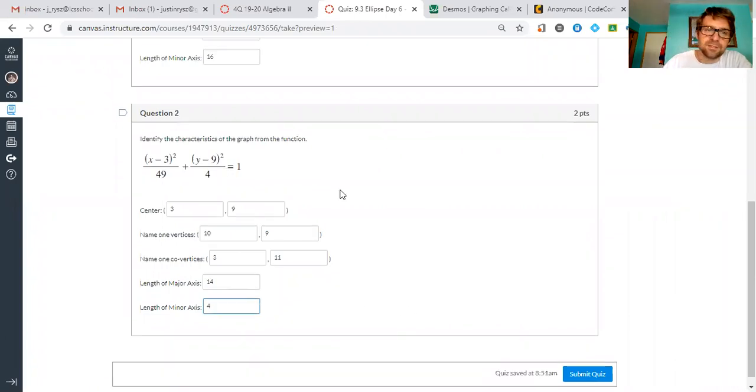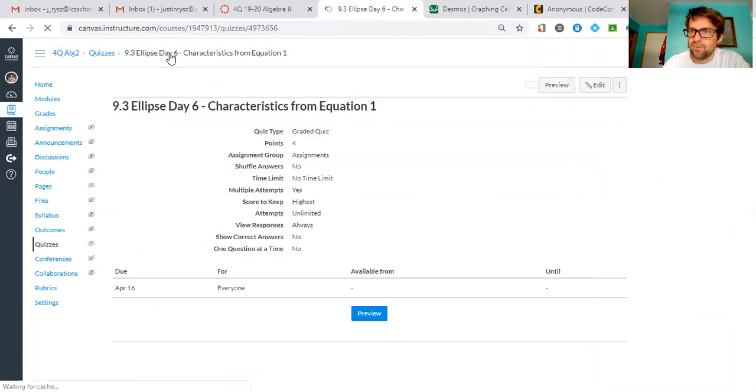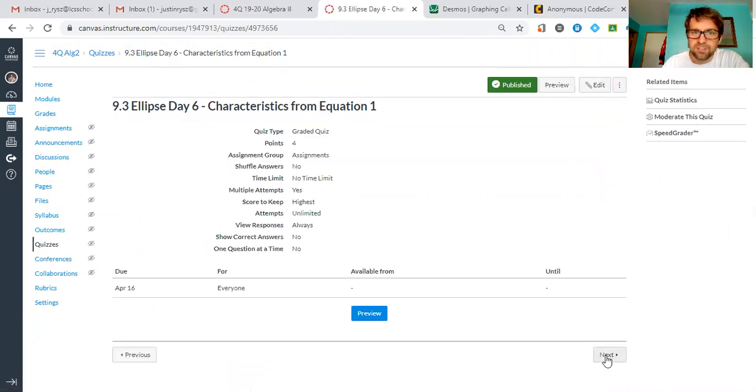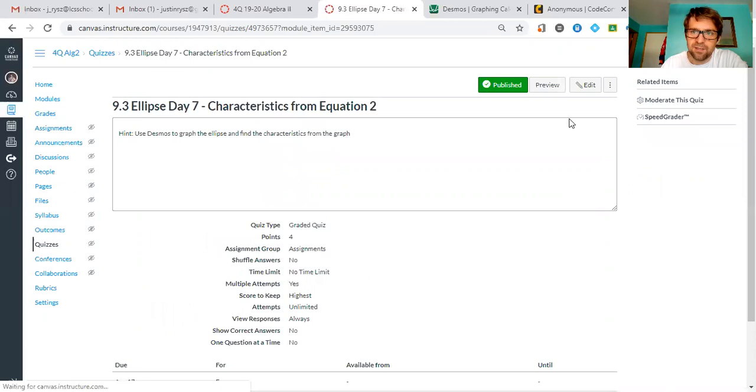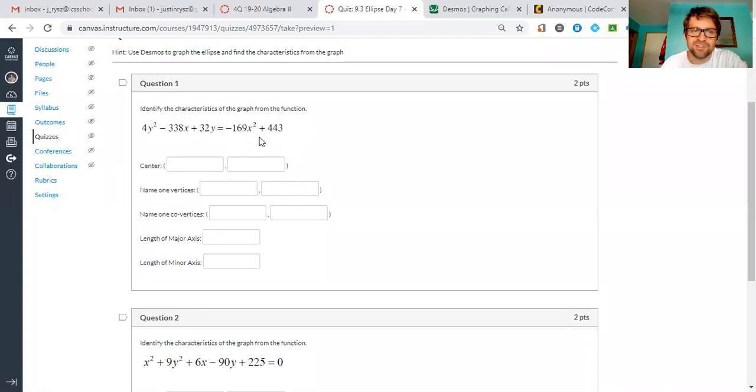All right, guys. So that should help you guys out with today's quiz. Hopefully you guys were able to do that. Tomorrow's quiz, we'll take a look at that. I'll preview that right here. It's the same thing, but these equations are crazy.